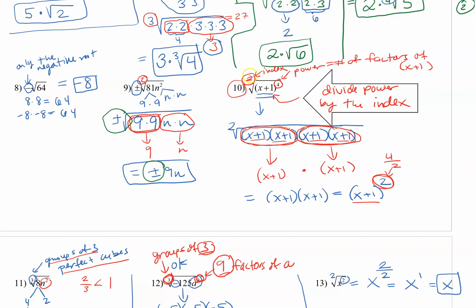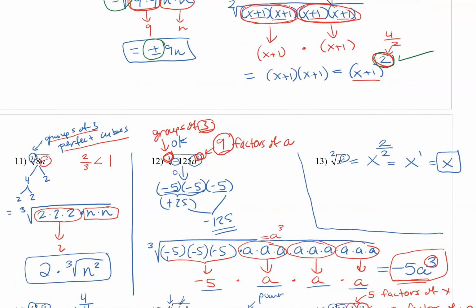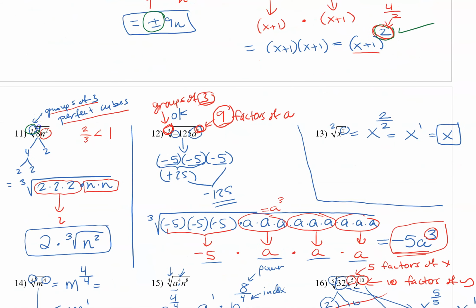So number 10 is a possibility because I have an even index and an even power, but it ends even. So it's fine the way it is. It doesn't need absolute value. 11 is an odd index, so I don't worry about it at all. That one's fine as is. It's only if you have an even index. 12 is an even index, so that answer was fine as is. It doesn't need to be changed.